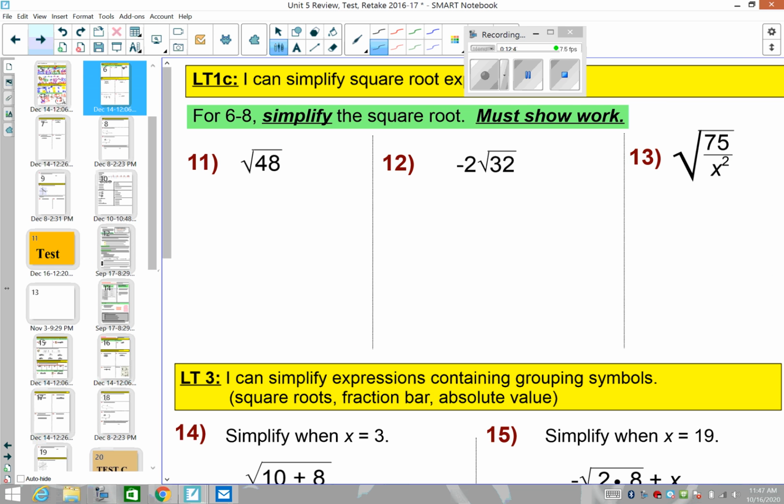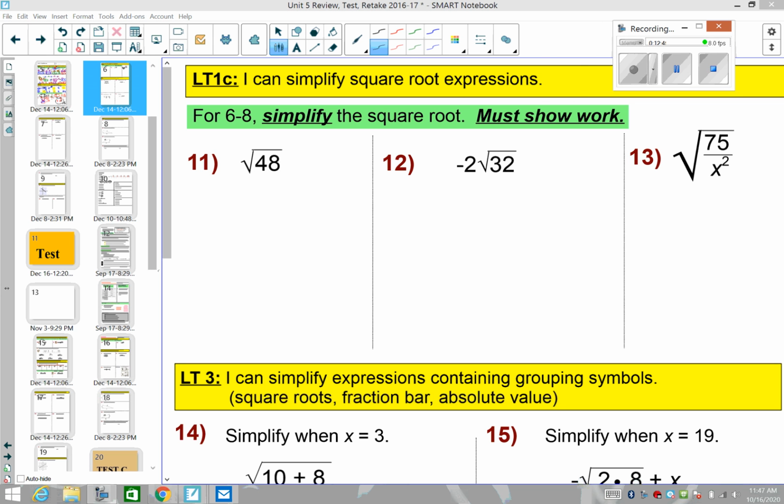All right, question 11, simplify. We did not cover these in the units, so these will not be on the test. I think I'll cover them, but just be aware that they won't be on the test, but they're good things to know. The square root of 48 breaks into, at least this year, they didn't get covered.